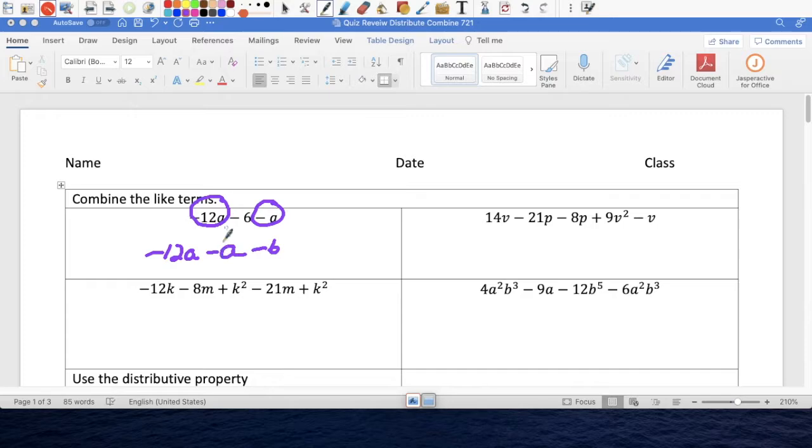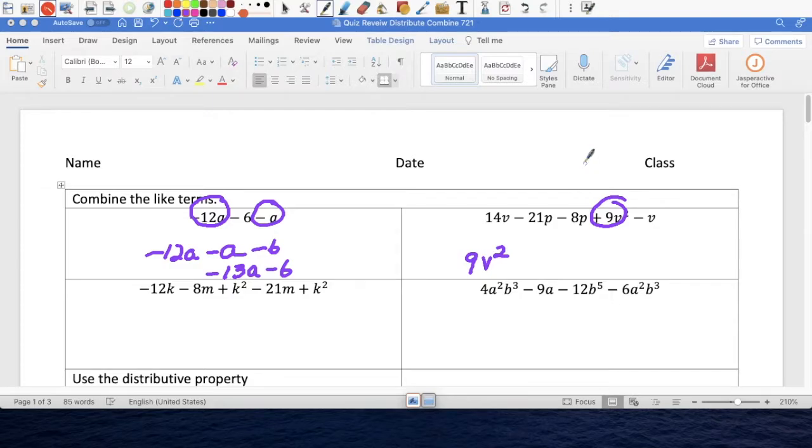There's an invisible 1 there, so it's negative 12 minus 1, which just gives me negative 13a minus 6. Remember, we're subtracting and adding, so we don't add or subtract the exponents here. Likewise, I'll start with the highest exponent, 9v squared, which is going to do absolutely nothing.